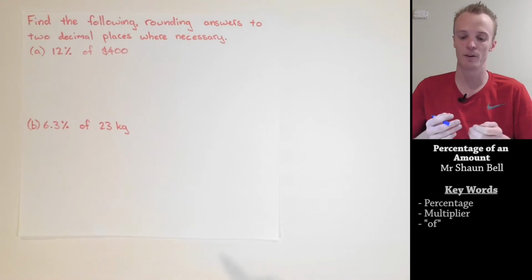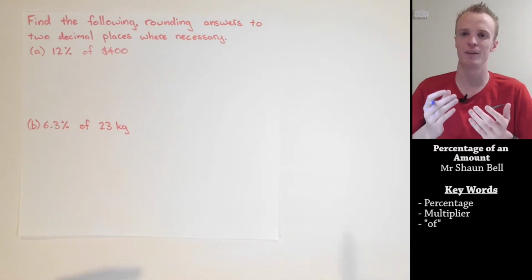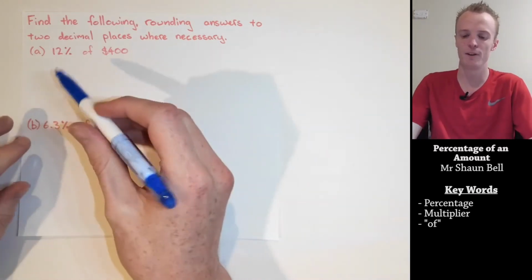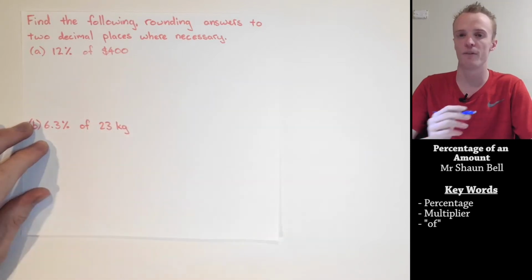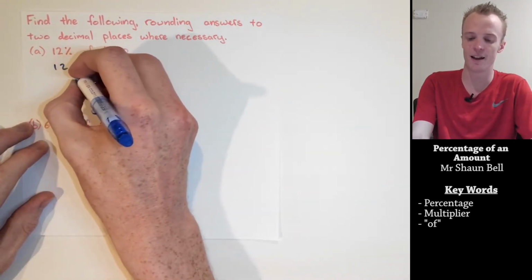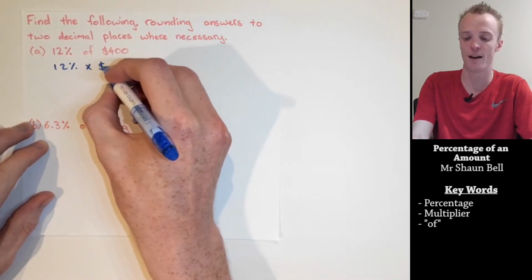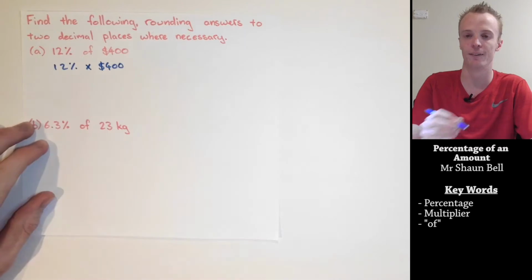Now let's say that we want to work out what 12% of $400 is. There's one key rule to always remember with these sorts of problems. If you've got something of another amount, that is saying the same thing as that something, or the 12% here, multiplied by that amount of $400.